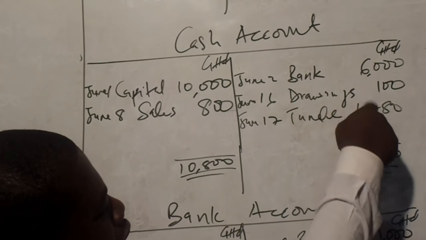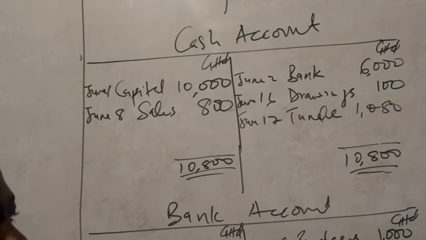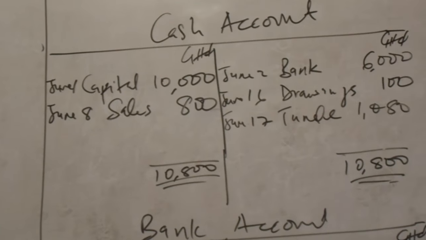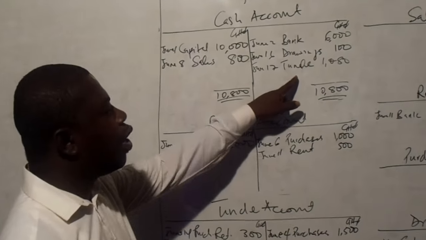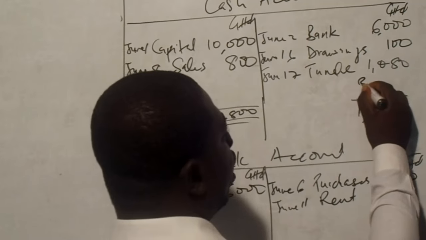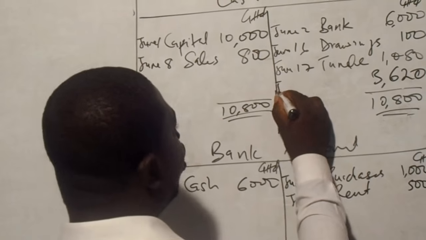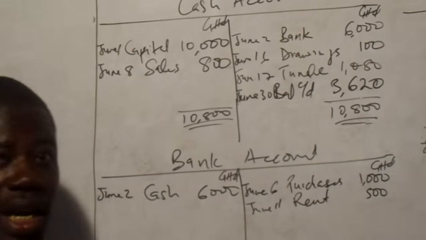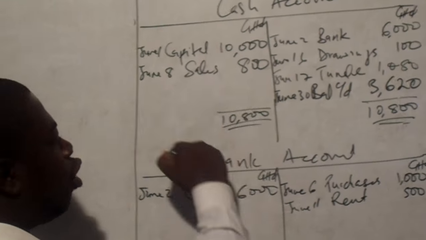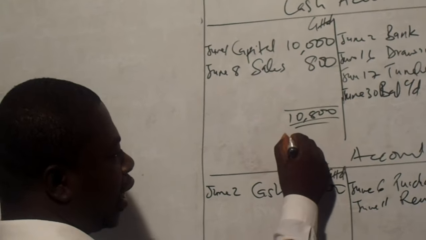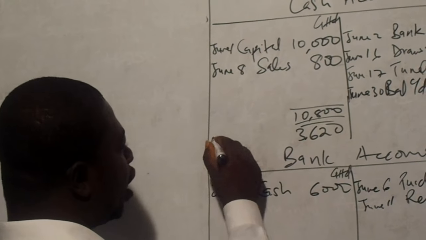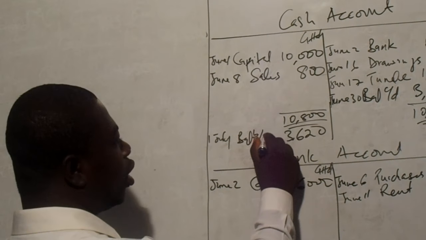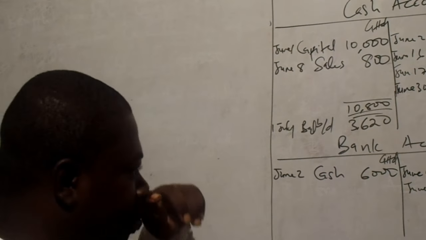And the difference, putting these two together, we have 7,180. So taking 7,180 from 10,800, what do we have? Okay, so the difference is 3,620. And we use the last day of the month, June 30th, and we call it balance carry down. Okay, and so the following, we bring it down to the opposite side down here, 3,620. And it will be on 1st July, and then we call it a balance brought down. So that is what we do when it comes to balancing accounts.